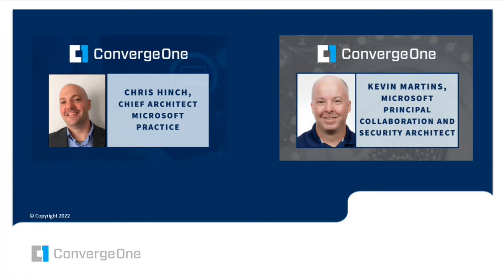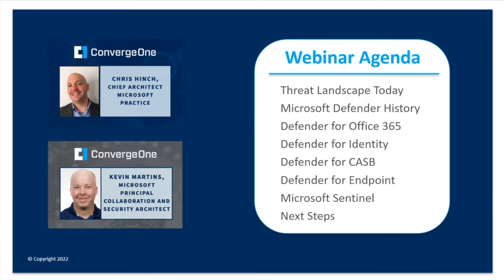So, let's talk about the agenda first, right? We're going to talk about the threat landscape today. We're going to talk about some of the history of Microsoft Defender. We're going to start diving into all the portions of Microsoft Defender: 365, identity, CASB, endpoint. If we have time, we'll even dive a little bit into Sentinel. We have our plan B in case we have some time here today, right, Kevin? Great, great. So after that, we'll go into some next steps as well.